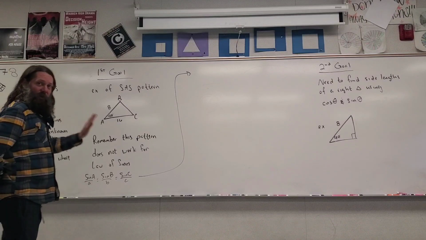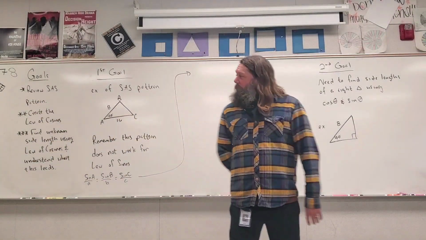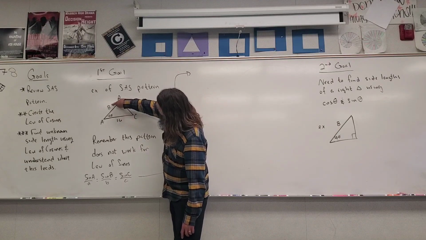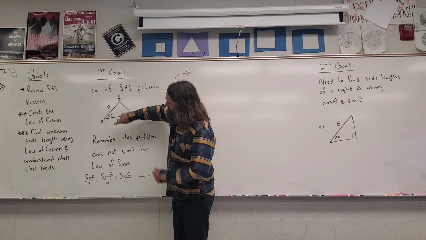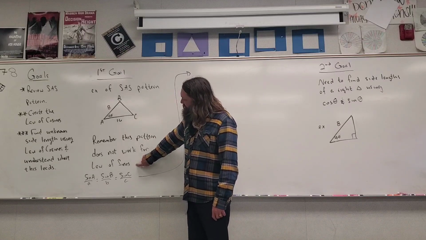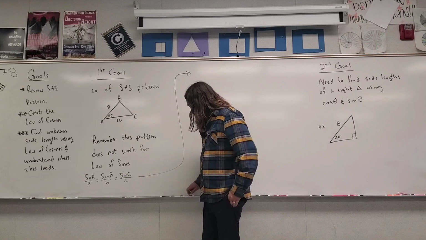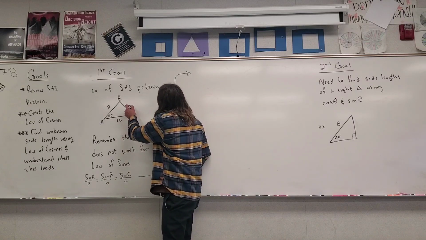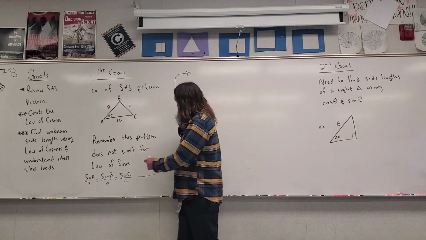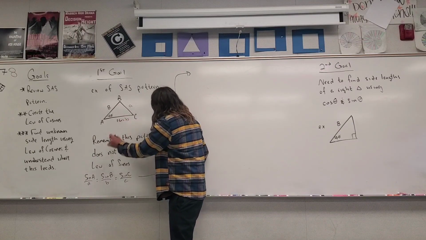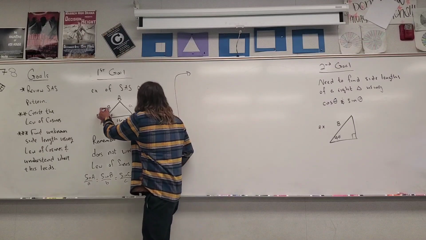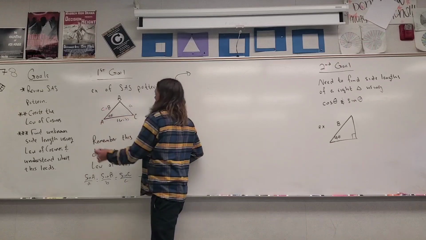So let's go ahead and jump right into our first goal here, which is an example of the side angle side pattern. I know a side, I know another side, and I know the included angle. Remember, this pattern does not work for the law of sines, which is sine of angle A over side length A, which I will add to the picture, equal to the sine of angle B divided by the length of side B, which is this guy, and that's equal to sine of angle C divided by length of side C.